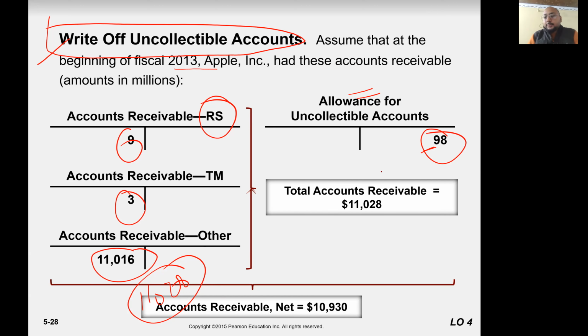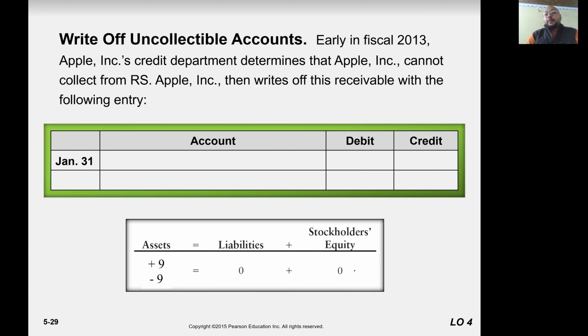Now, if we minus uncollectible, your total net receivable is 10930. So remember this in your mind. 10930 is your account receivable that is shown on the balance sheet. So the balance sheet shows the account receivable as 11028 net of 98, 10,930. All right.